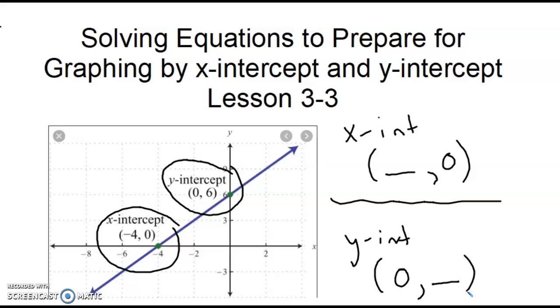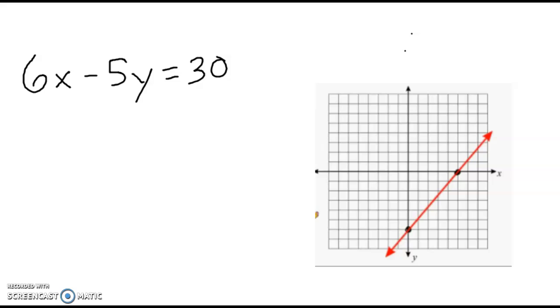So that's what our focus is going to be on today, finding those ordered pairs so that we can plot both of those points, just the x-intercept and the y-intercept, and then graph it super quick. All right, so the first thing we're going to do is focus in on our standard form equations. So this first equation is in standard form.